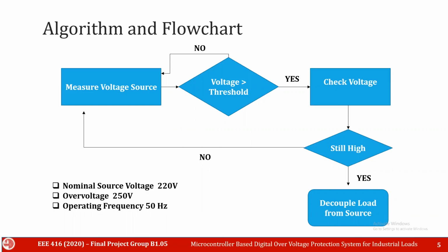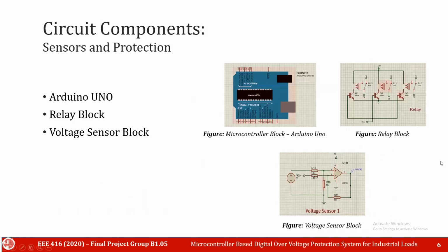If an overvoltage situation occurs for any phase, we will observe this particular phase voltage for 10 seconds to check if it is still high. The motivation behind this is that the system does not give any false alarm for any random short high voltage occurrence. If the phase voltage is still high after 10 seconds, we will decouple the load from the main source voltage. Now I will discuss the circuit sensor components.